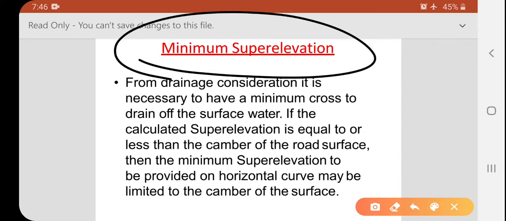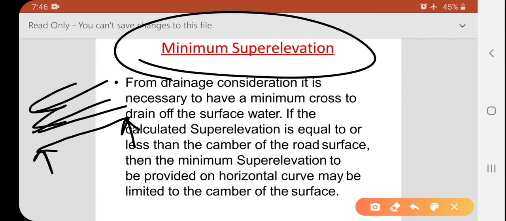So we can see the definition. From the drainage consideration, it is necessary to have a minimum cross slope for the drain. So with a small amount of superelevation, the water can flow easily like this.